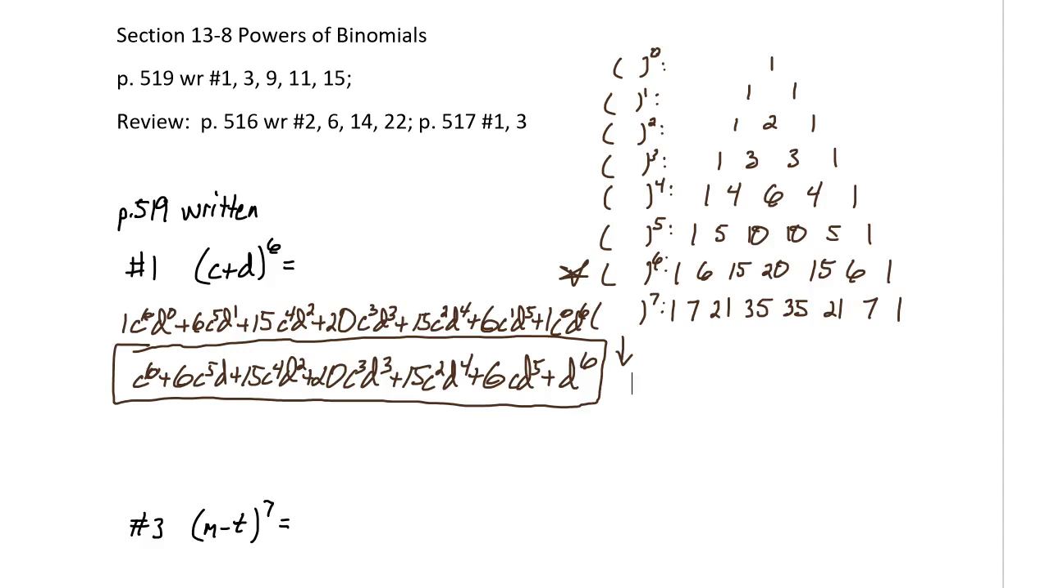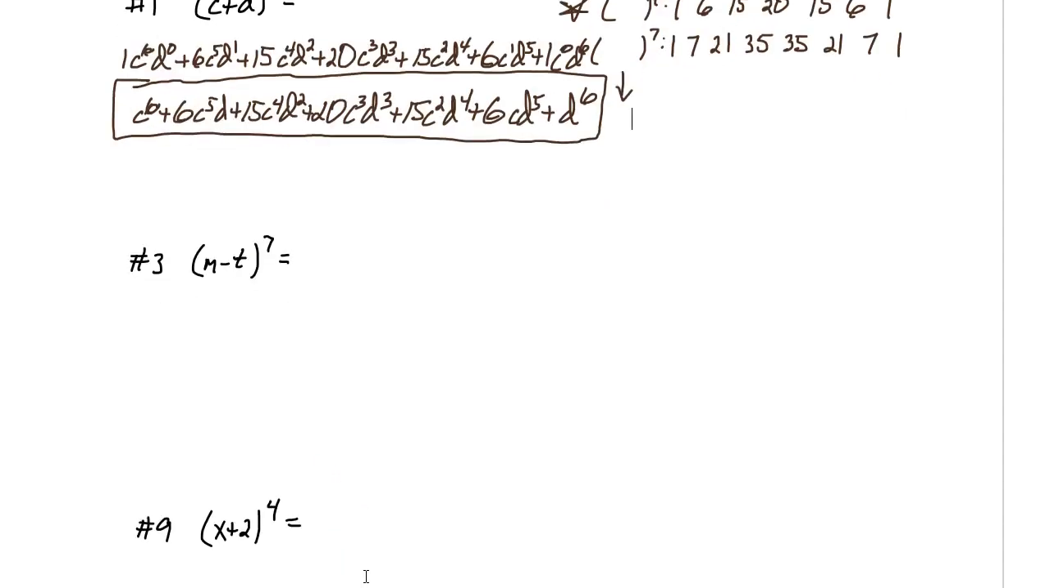Now number 3. This time the binomial that we're expanding goes to the 7th power, so we're going to use that final row from the Pascal's triangle that I had done earlier in this video. The coefficients are 1, 7, 21, 35, 35, 21, 7, and 1. The other thing is there's a minus sign in this, so our even numbered terms will be negative. We're going to alternate the signs.